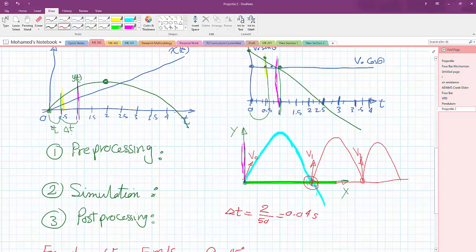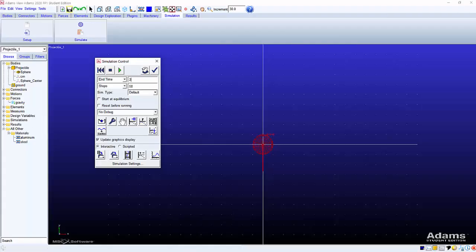Sometimes we don't want to specify the number of steps. Sometimes we would like to specify the delta t by itself. So instead of specifying the number of steps, I would like to specify delta t. Adams also allows you to specify the step size. So assume I would like to use 0.01 second. You can select step size and select 0.01 second, like this.